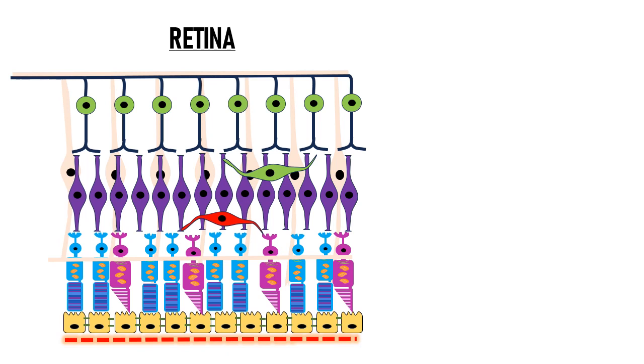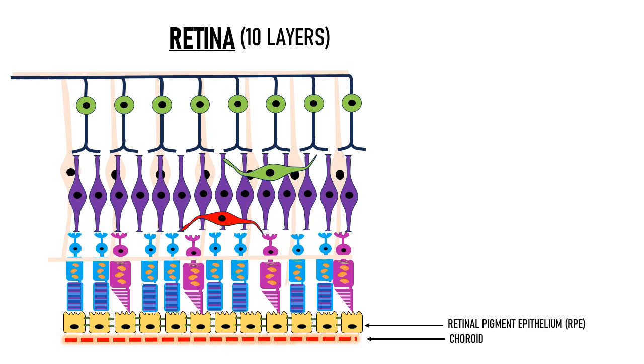This is the structure of the retina. Retina has 10 layers in total. The outermost layer that is in contact with the choroid is known as the retinal pigment epithelium or RPE. Then comes the layer of photoreceptors. We have two types of photoreceptors, rods and cones. That is why this layer is also known as the layer of rods and cones.